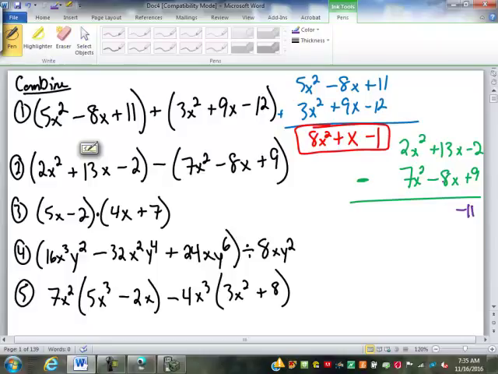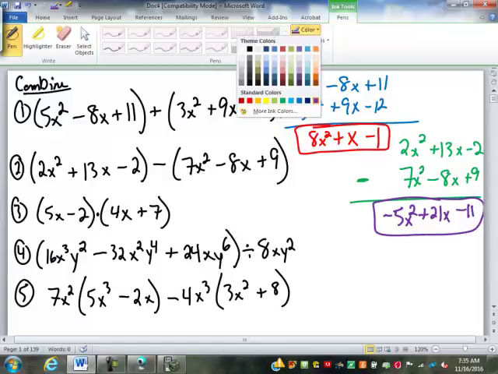13x minus a negative 8x. Positive 21x. And 2x squared minus 7x squared. Negative 5x squared. How many of you had the first two right so far?